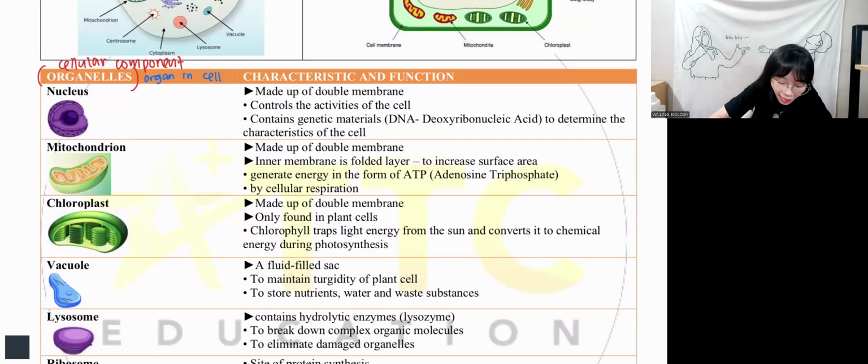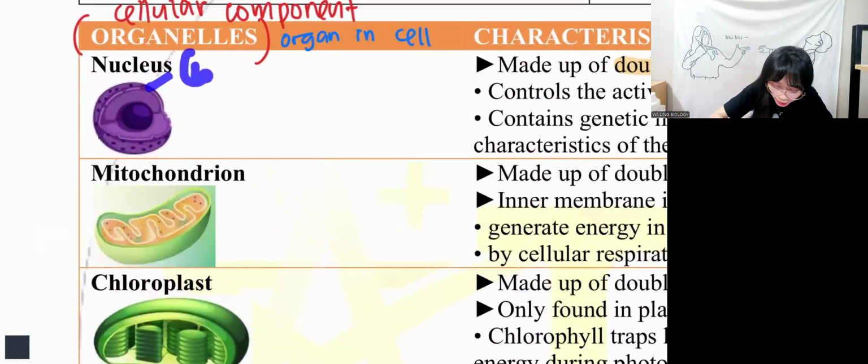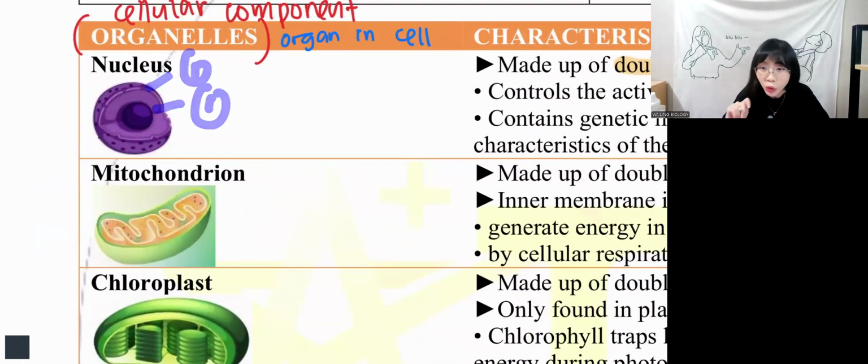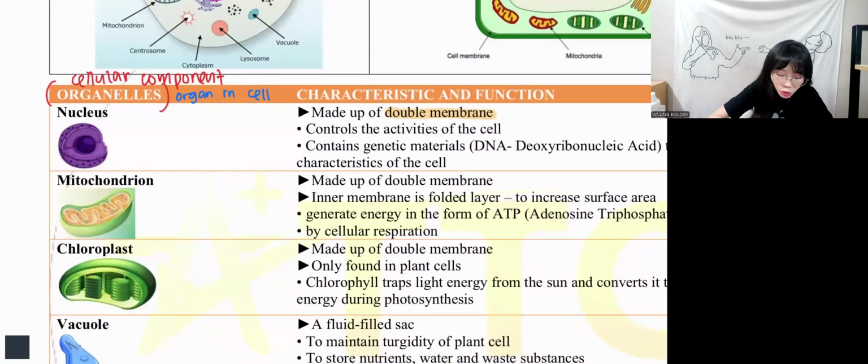They are made of double membrane. What is double membrane here? They have two layers. Outer one layer, inner another layer. So they have two layers. The function of nucleus is to control all cell activities.